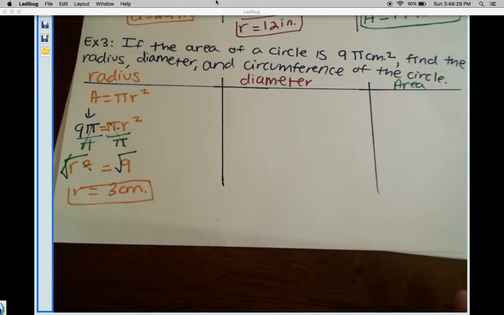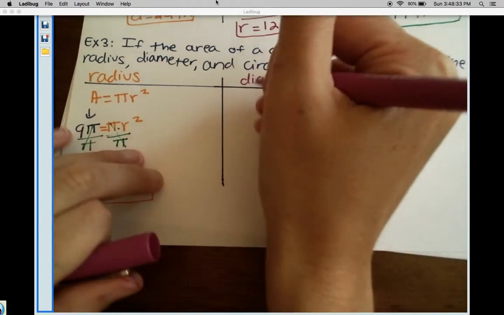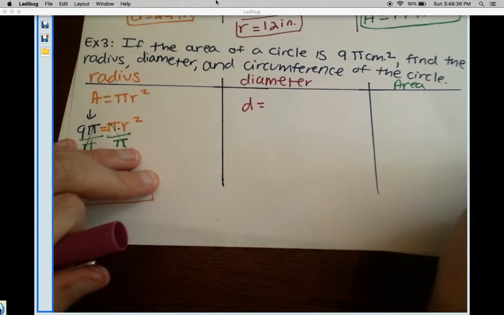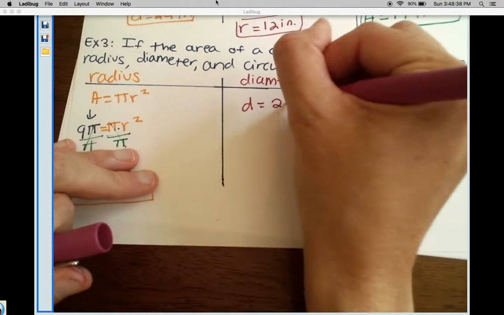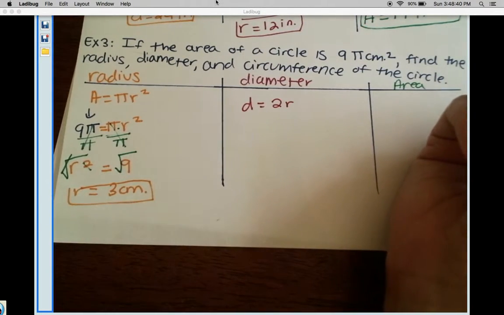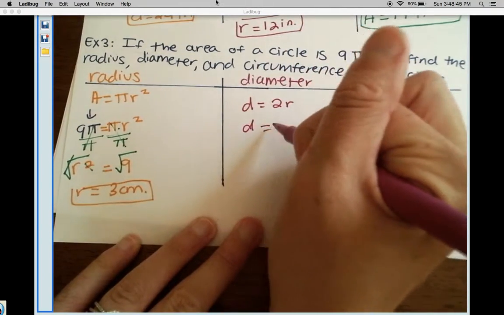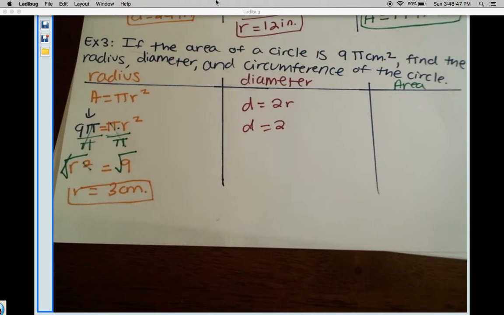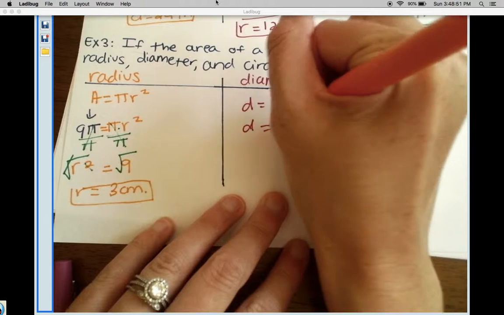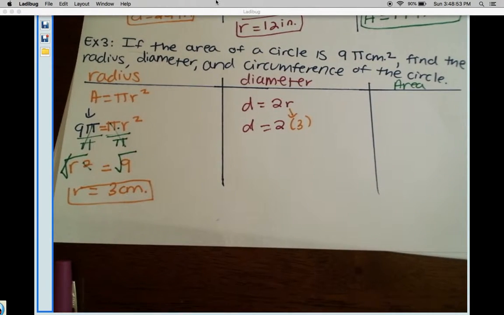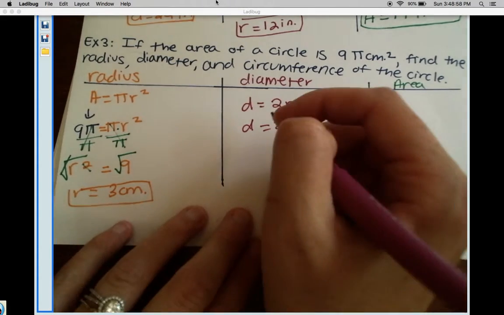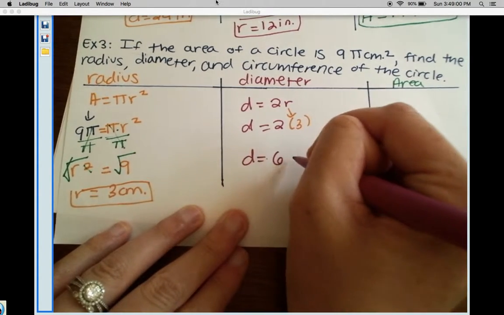All right, now the diameter. We know the diameter is equal to 2 times the radius. You double the radius to get the diameter. So that's what I'm going to use to find my diameter. So the diameter equals 2 times the radius, which what's the radius, you guys? It is 3 centimeters. Holy hot dog, right? So the diameter is simply going to be 2 times 3, which is 6 centimeters. Yes.